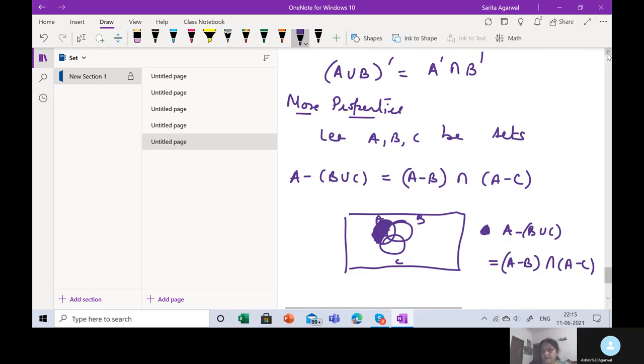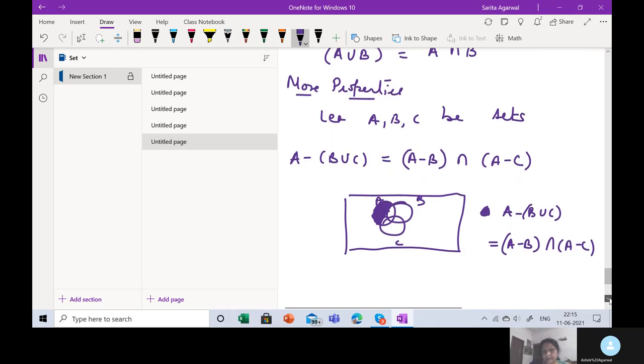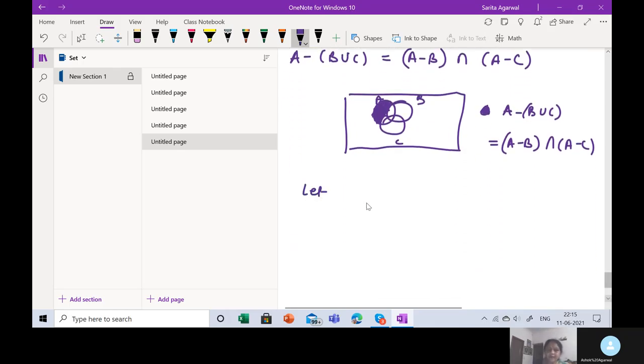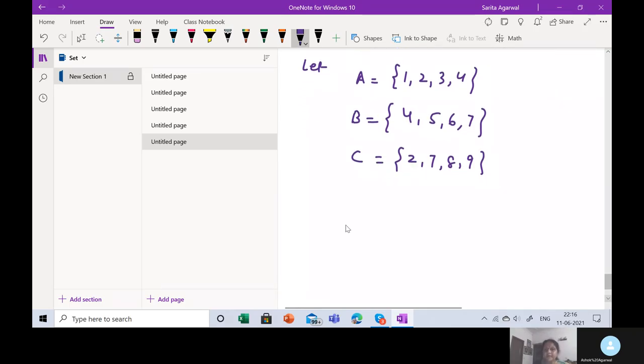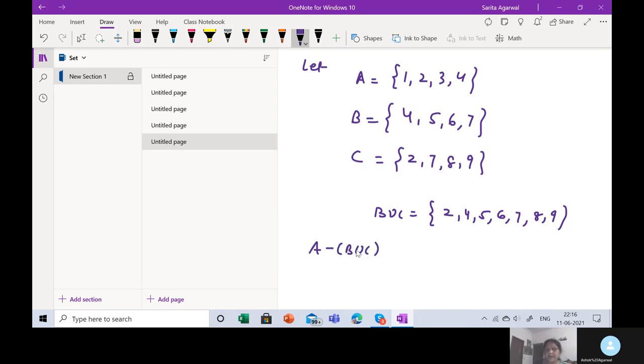Through the example. Let A be the set consisting of 1, 2, 3, 4. B be the set consisting of the elements 4, 5, 6, 7. And C be the set consisting of the elements 2, 7, 8, 9. Right? Then B union C is 2, 4, 5, 6, 7, 8, 9. And then A minus (B union C): 2 and 4 are common here, so we subtract 2, we subtract 4. So it is 1 and 3 only.